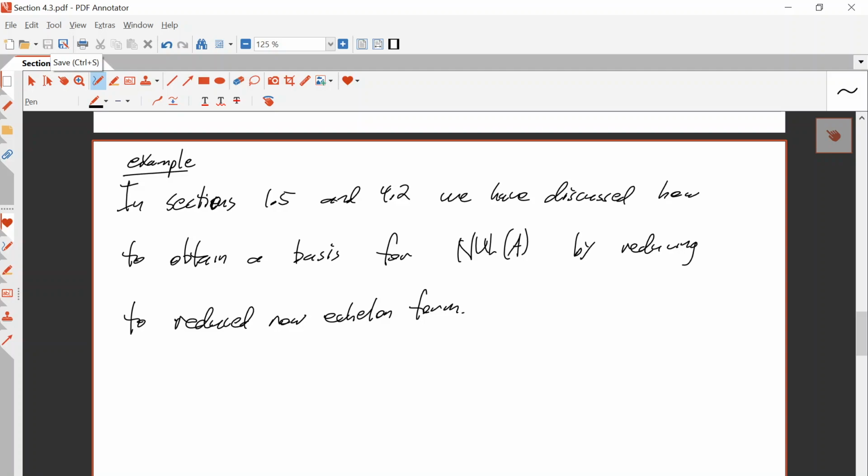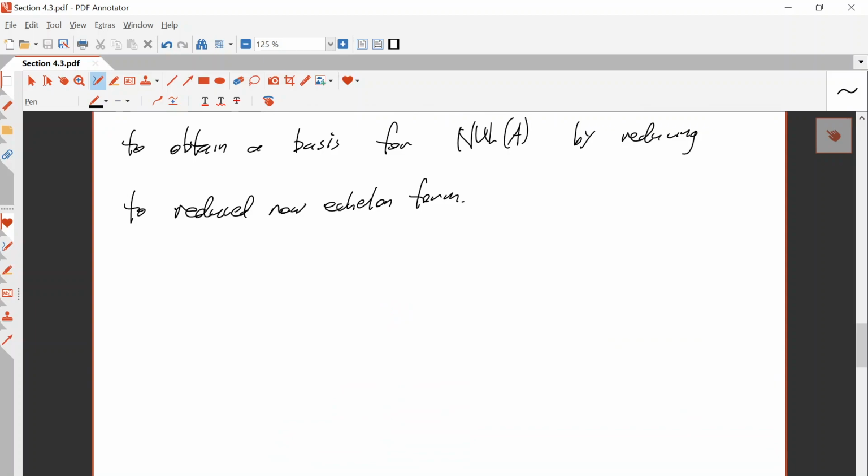We've discussed how to obtain a basis, and the set of vectors obtained that span the null space are always linearly independent. So that process is guaranteed to get you the right thing. But we didn't know how to do it for the column space of A, and now we will.